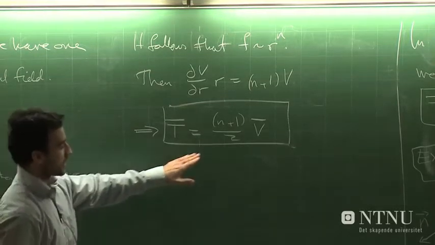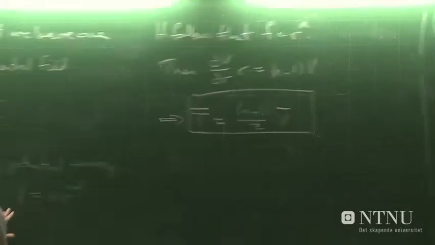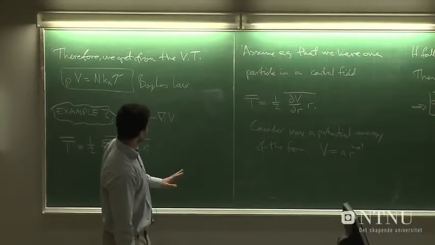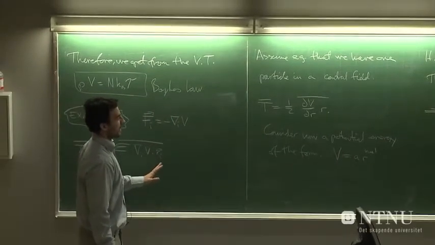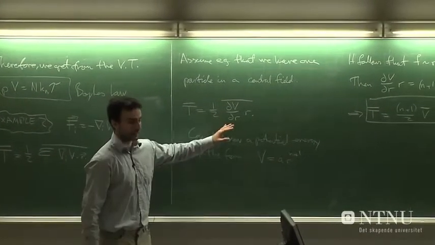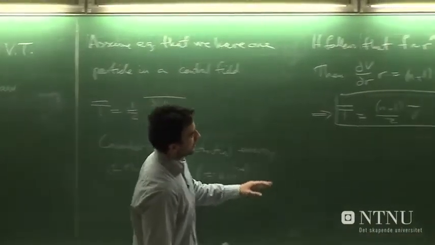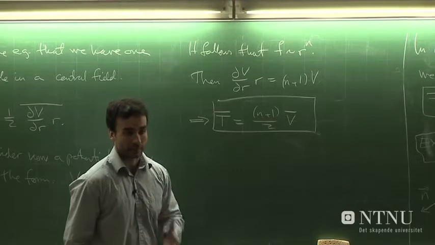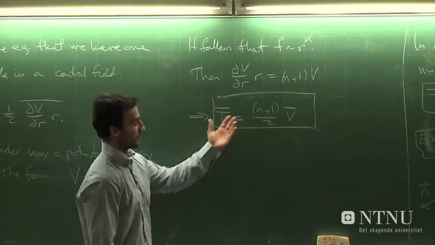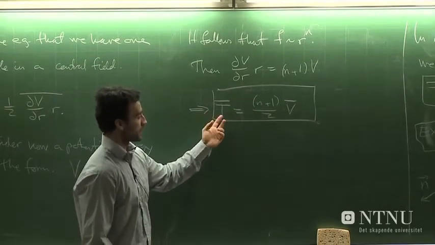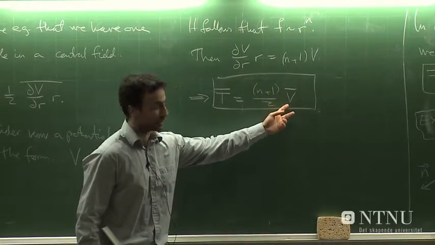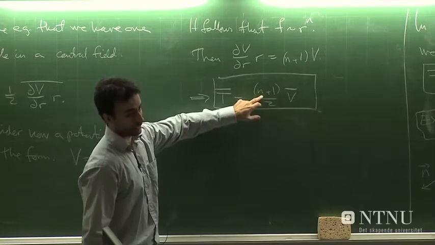And so this equation now tells us that for a conservative system and a particle moving in a central field, the balance between the average kinetic energy and the average potential energy is given by this. So the average kinetic energy is directly proportional to the average potential energy, and they're related through this factor here.